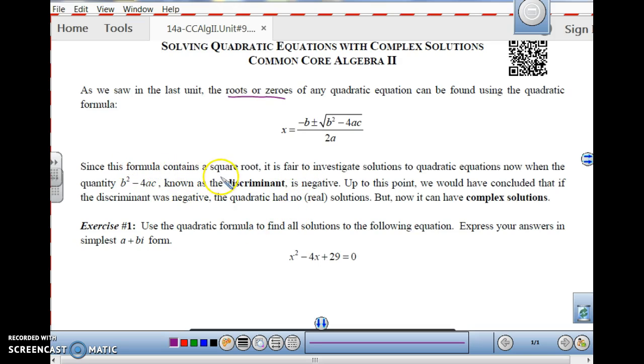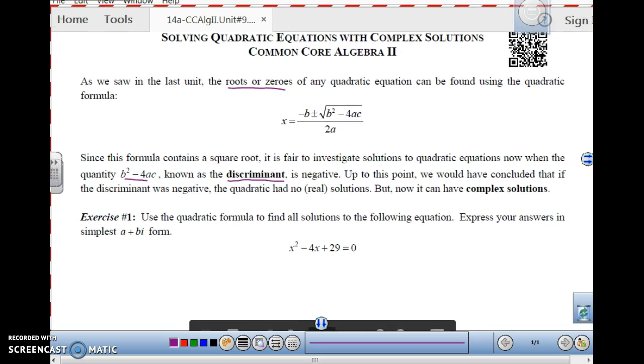Since this formula contains the square root, it is fair to investigate solutions to quadratic equations now when the quantity b squared minus 4ac, which is called the discriminant, is negative. Up to this point, we would have concluded that if the discriminant was negative, the quadratic had no real solutions. But now it can have complex solutions. So you can have the a plus bi in there.